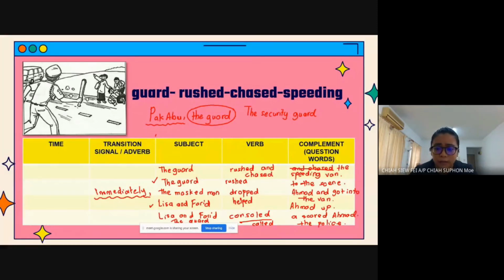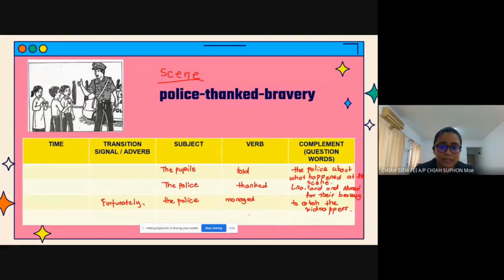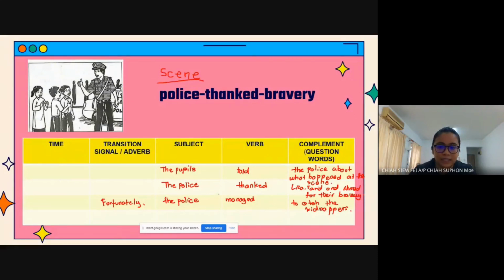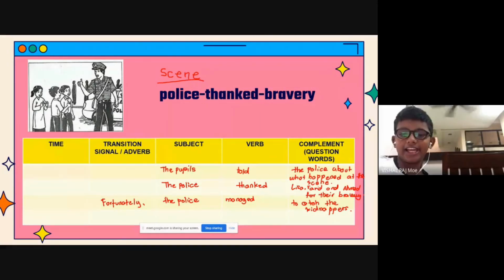The guard called the police. And last, the police told the pupils about what happened at the scene. The police thanked Lisa, Farid, and Ahmad for their bravery. Fortunately, the police managed to catch the kidnappers. Okay. The end.